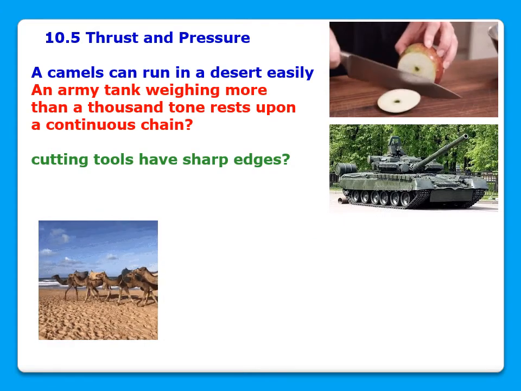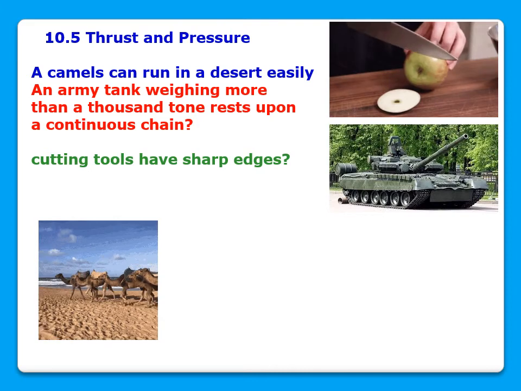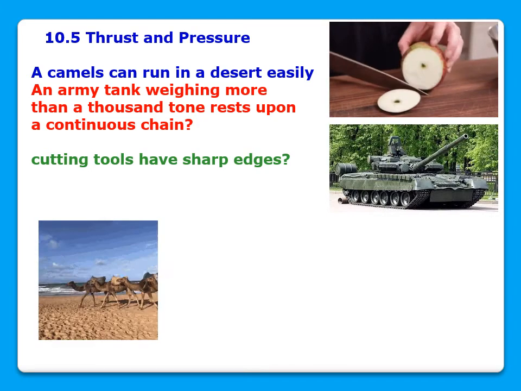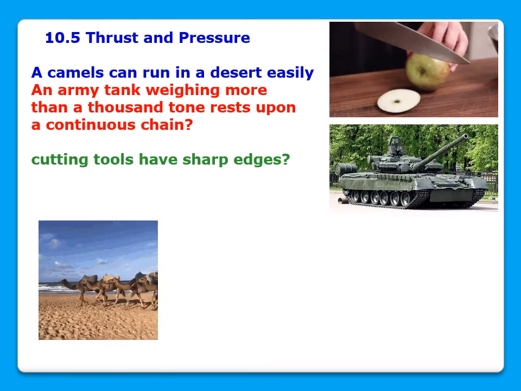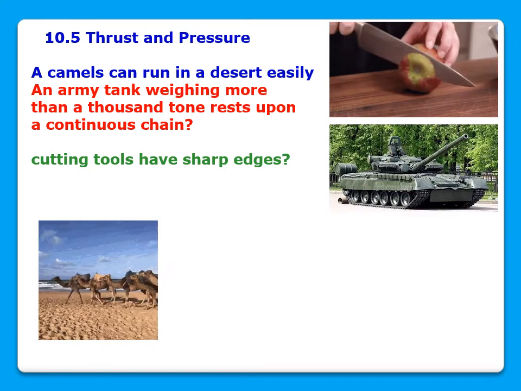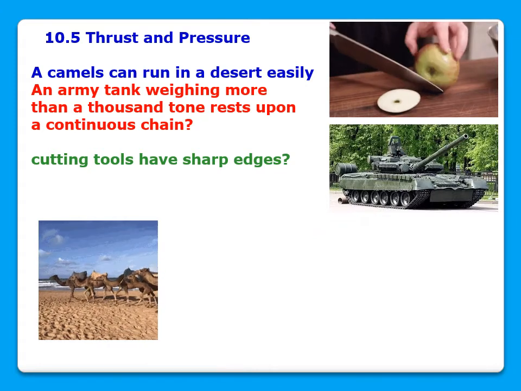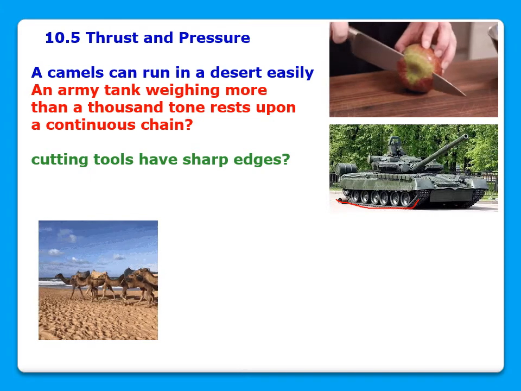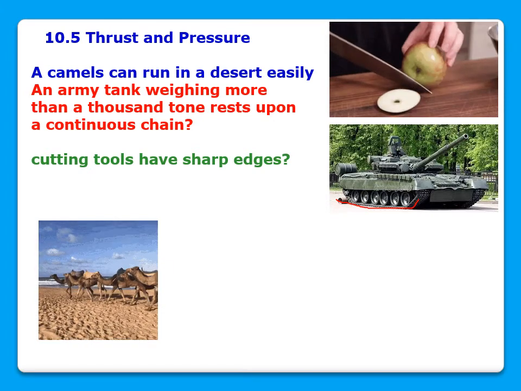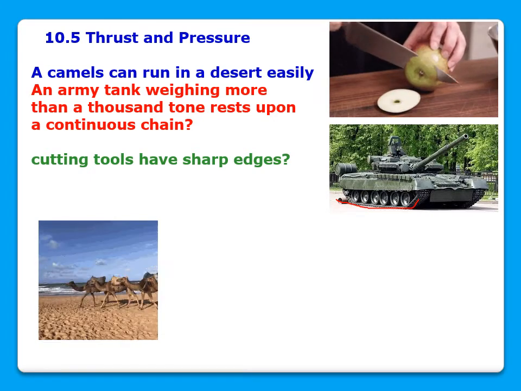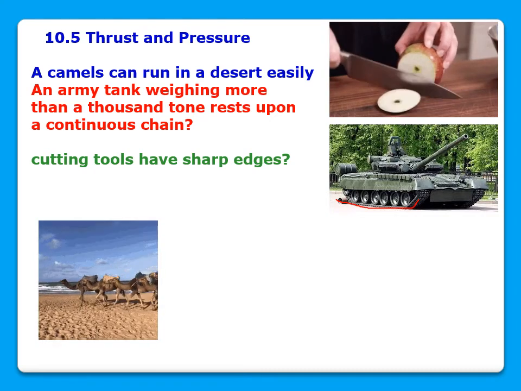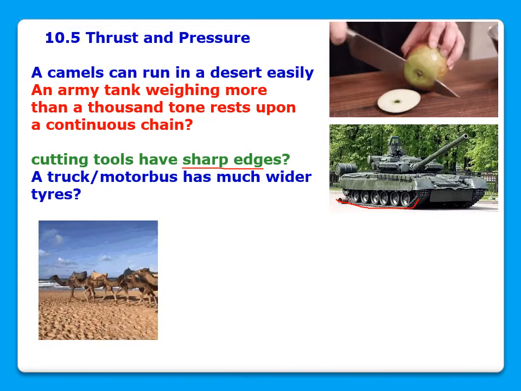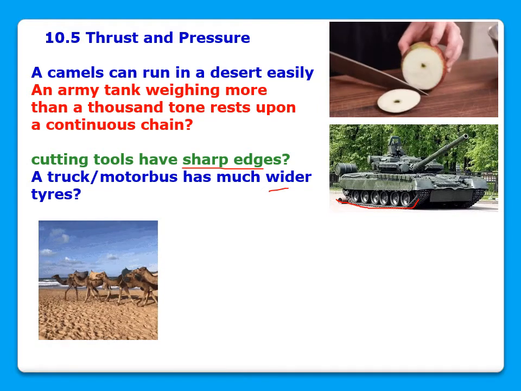An army tank, that is a very heavy one, that has thousands of tons of weight, can rest upon a continuous chain easily. Okay, see here you can see that is a continuous chain and this tank can rest on it. When we have to cut fruits or vegetables, we use a knife having sharp edges. A truck or motorbike has wider tires.